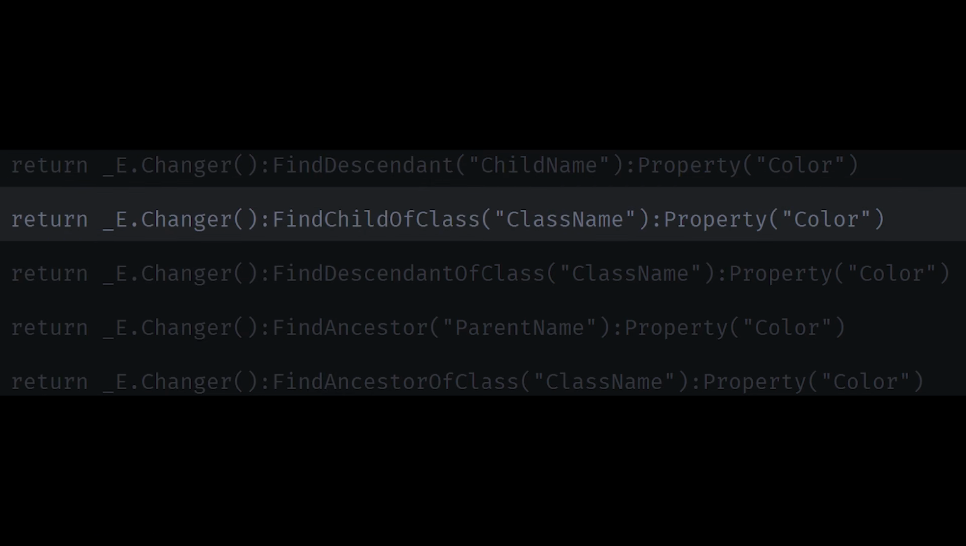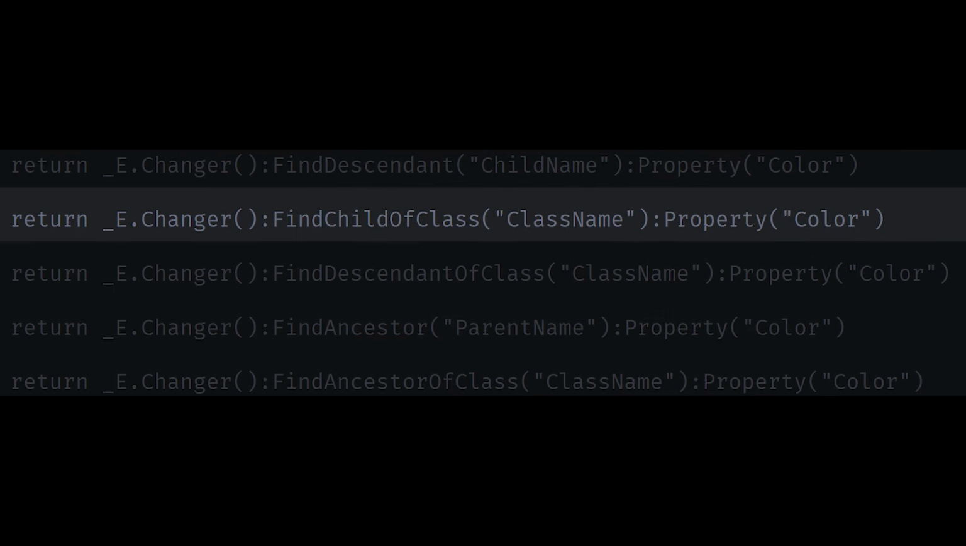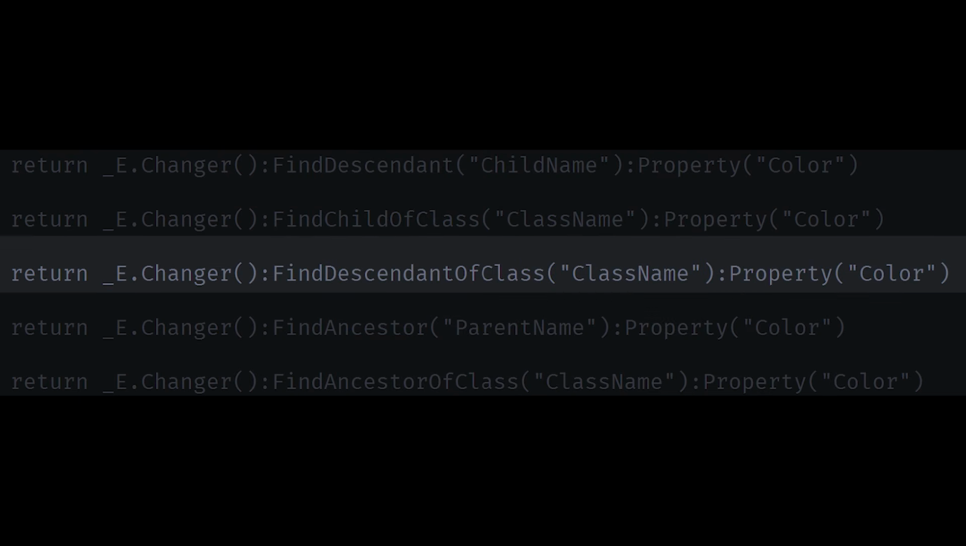Find child of class name. Searches for an instance of a certain class. You can open up the properties page of any instance and you will see that there is this little property named class name. That is the name of the class of that instance. Find descendant of class name. Is the same as the previous one, but it looks through everything. You know the difference between just a child and a descendant.